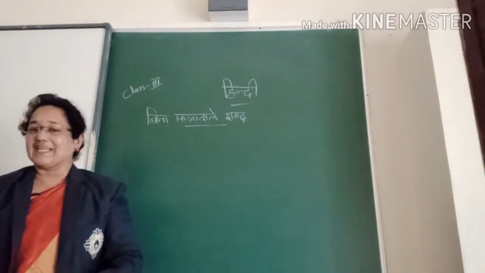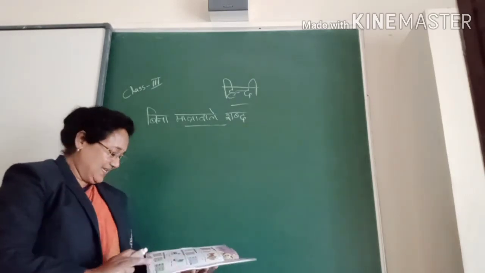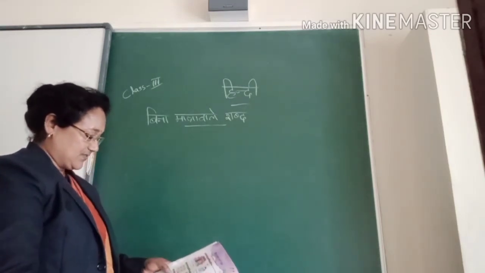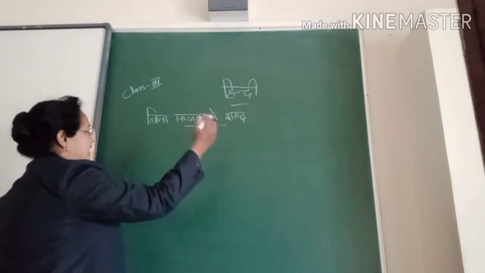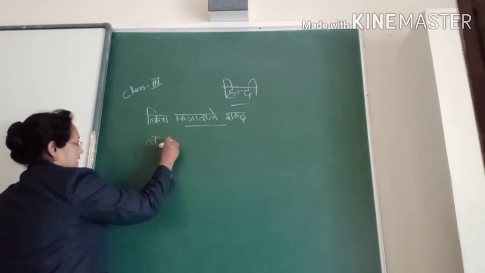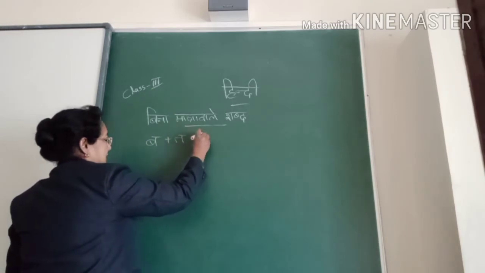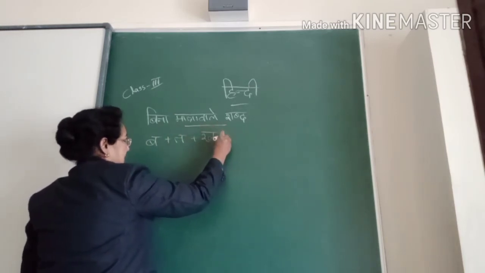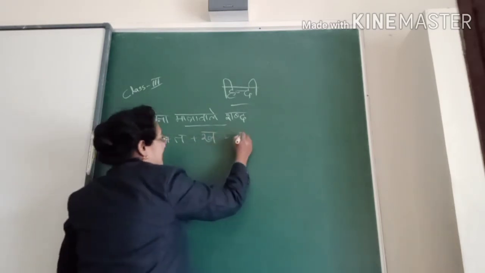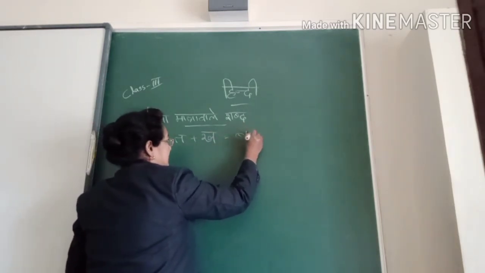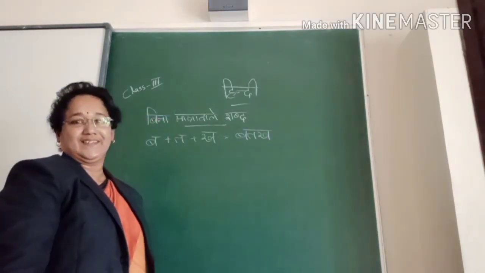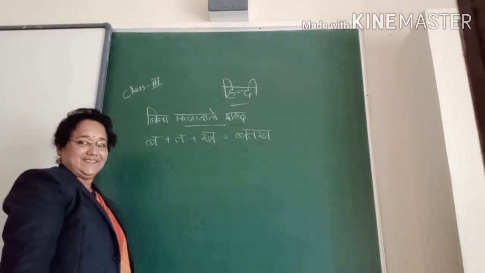Words with three letters. In your reader, this is also from page number 8. Three-letter words. First they have given ba, ta, ka. One letter, another letter, and the next letter. Three letters I wrote: ba, ta, ka. What will I get? Batak. Batak meaning is duck.